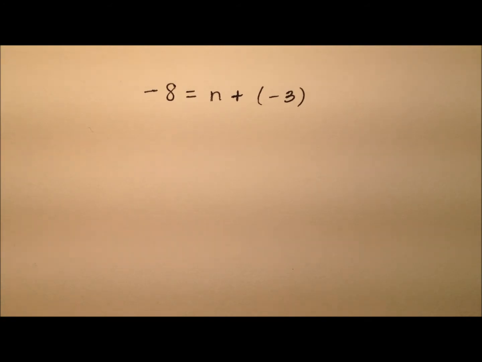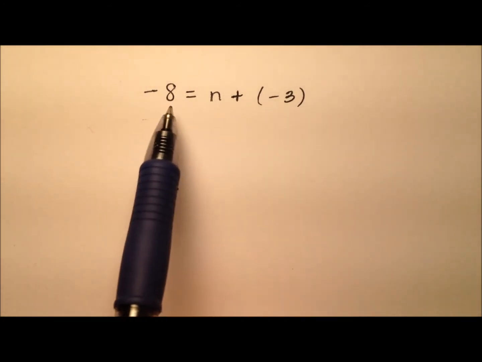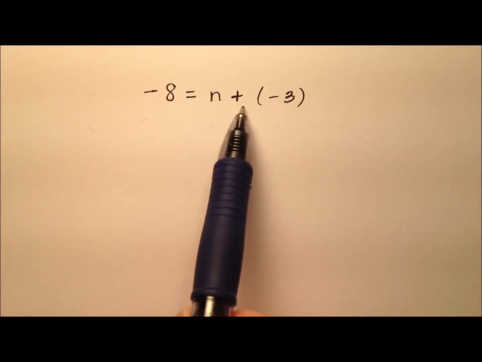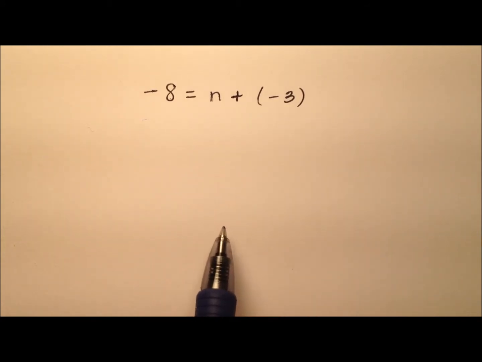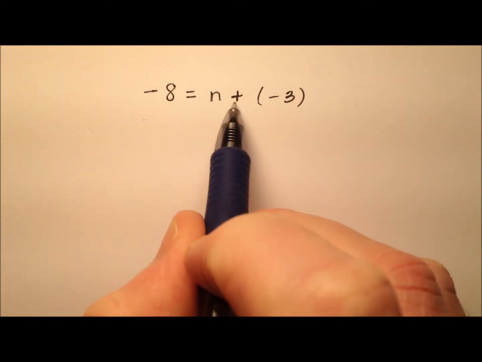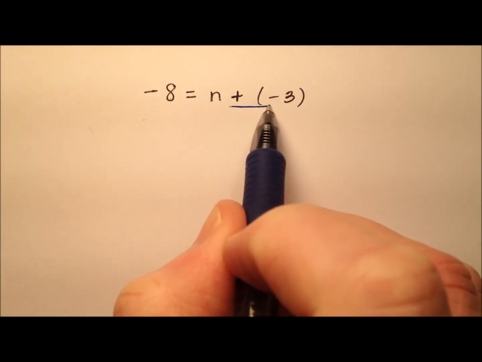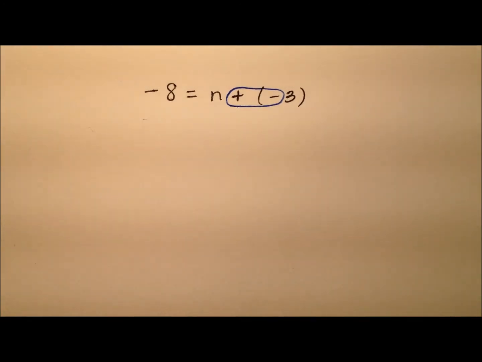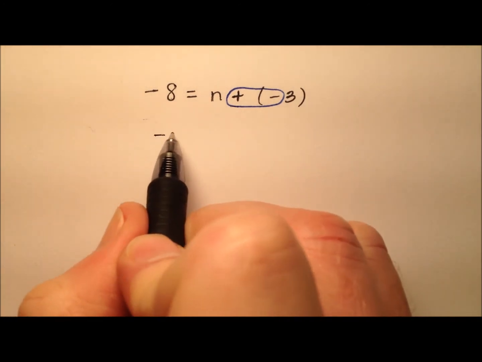In this example, we're going to go ahead and solve this equation. It looks like we have negative 8 equals some number n plus a negative 3. So the first thing I notice is that I have plus a negative number. So I'm going to go ahead and rewrite this equation, so instead of having two operation symbols right next to each other, I only have one operation symbol.